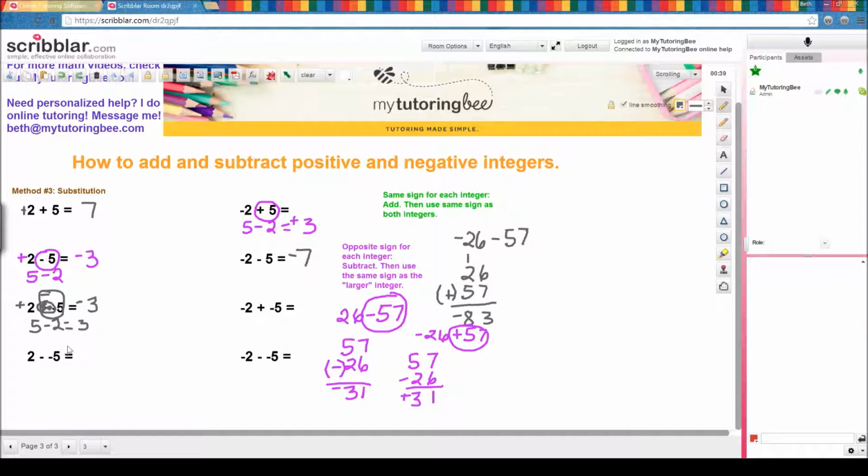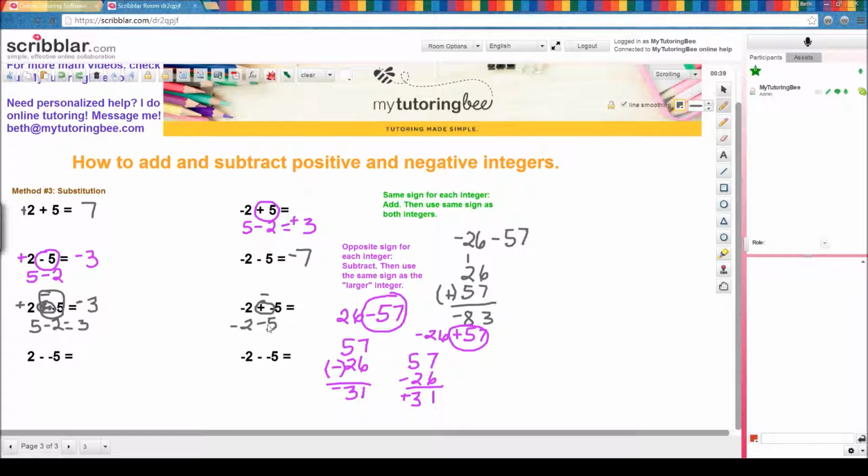Okay. I only use this method with my older kids that really have a good understanding with those other 2 methods first. I don't suggest jumping right into this method if you're first learning about positive and negative integers.